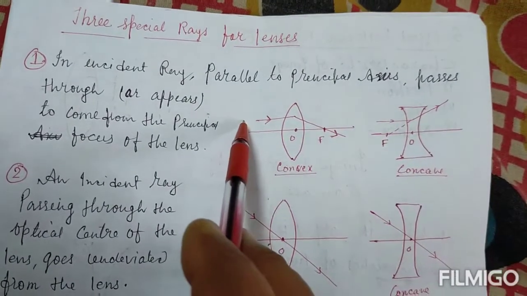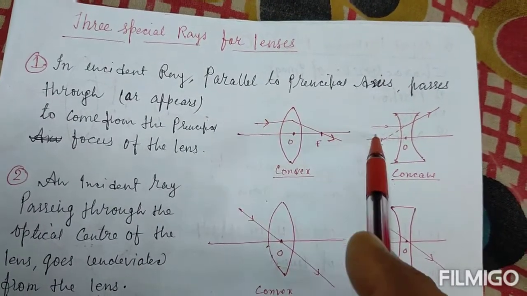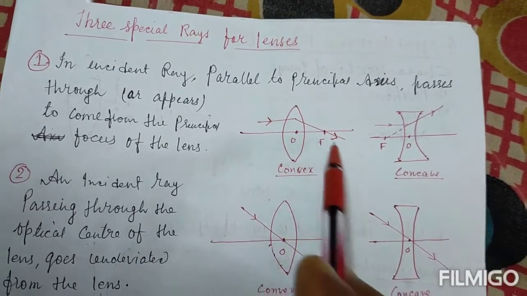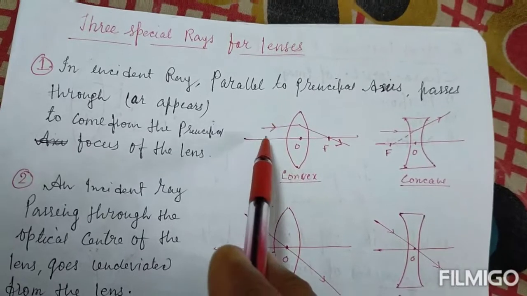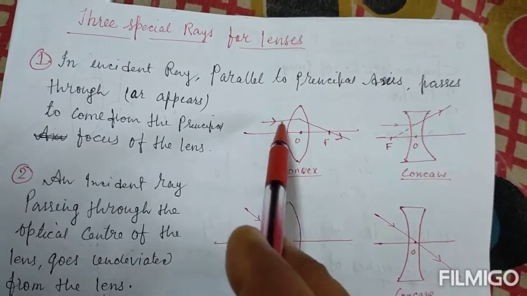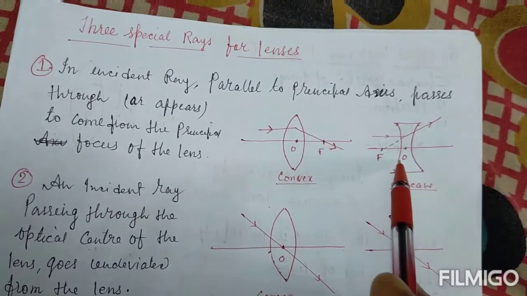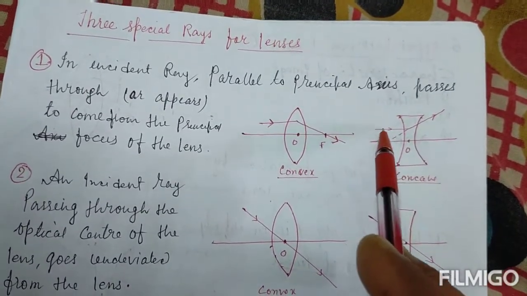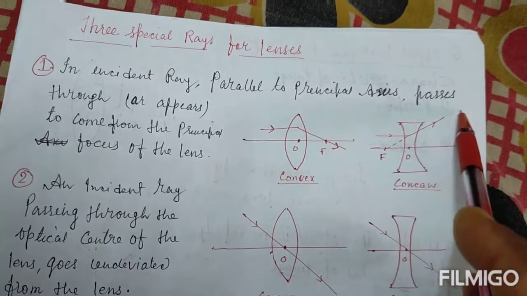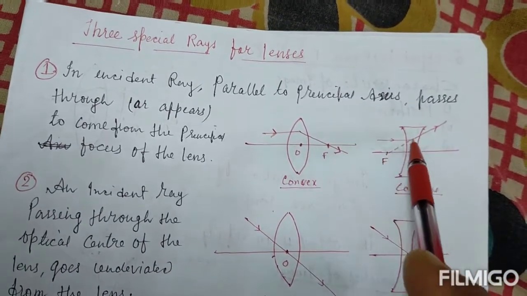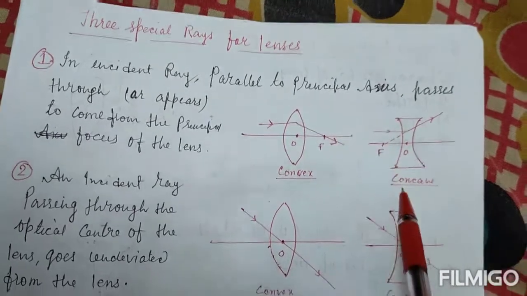The rays coming parallel to the principal axis pass through the focus after refraction. It means the rays which are coming parallel to the principal axis, after refraction will pass through the focus. In case of a concave mirror, the rays coming parallel to the principal axis will deviate, but when we produce these rays backward, they appear to be coming from the principal axis.